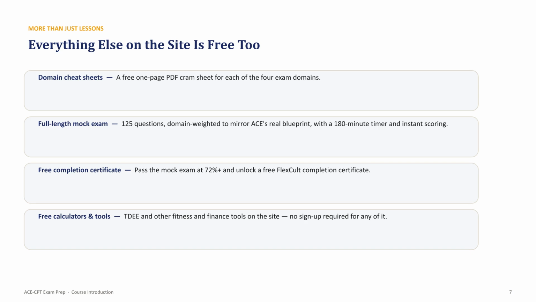And fourth, free calculators and tools, things like the TDEE calculator, along with other fitness and finance tools across the site. No sign-up required for any of it. Everything I just mentioned, completely free, no catch.